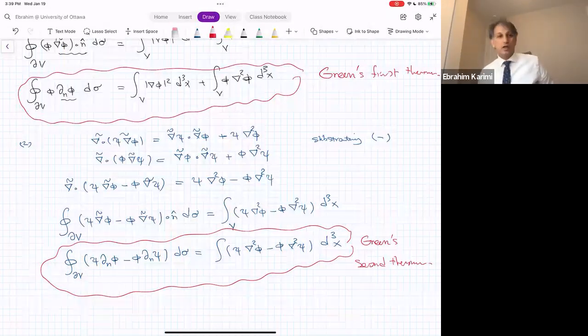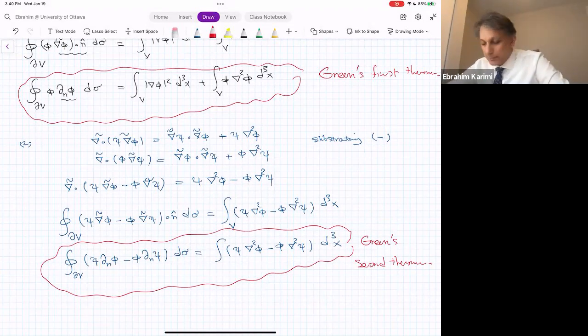We will be using it a lot. Any questions? You may ask me why I am doing this sort of calculation. It seems to have no sense, right? You will see it. Specifically, the second Green theorem is very useful, and we will do all our calculation based on that.